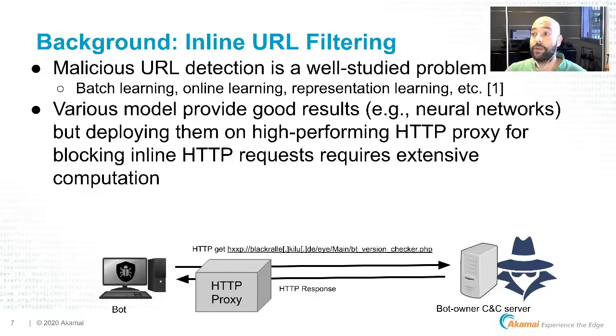These approaches commonly rely on traditional machine learning and neural networks, which despite providing very good results, are not very suitable to reside on high-performing HTTP proxies to scan inline communication due to their computational resources. So we're looking for a solution that is able to scan URLs and make a decision while still not resulting in a lot of latency and not blocking inline communication.